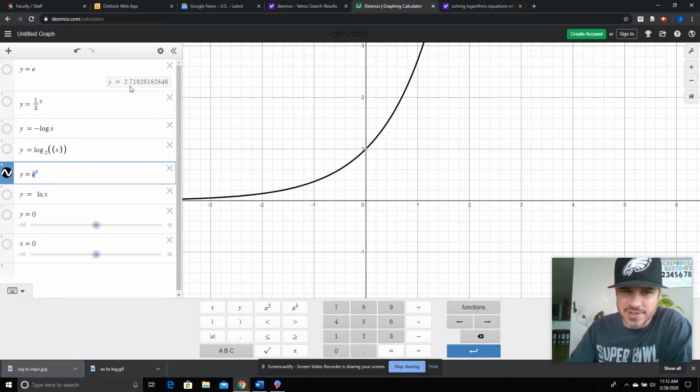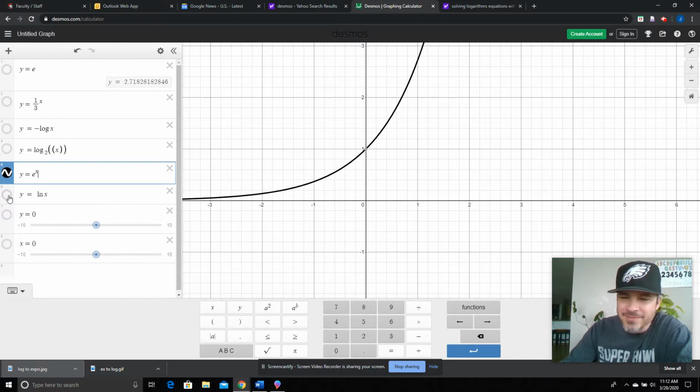See this, 2.71828182, blah, blah, blah. This is exactly like pi. It's an irrational constant, okay? So we call it Euler's or Euler's constant, depending on what continent you're living on. So I tend to say Euler's. This is called the natural exponential function.